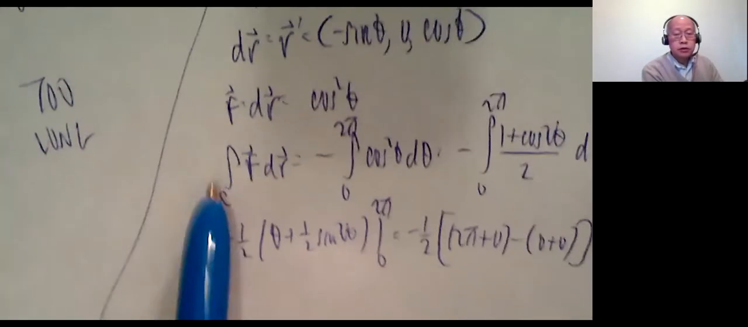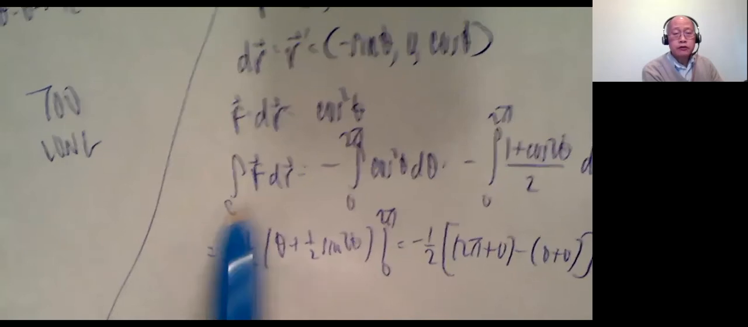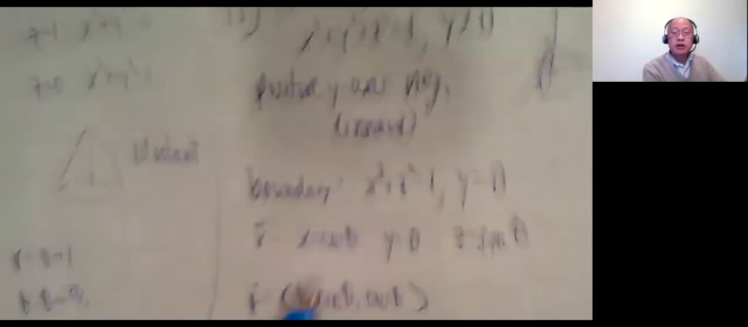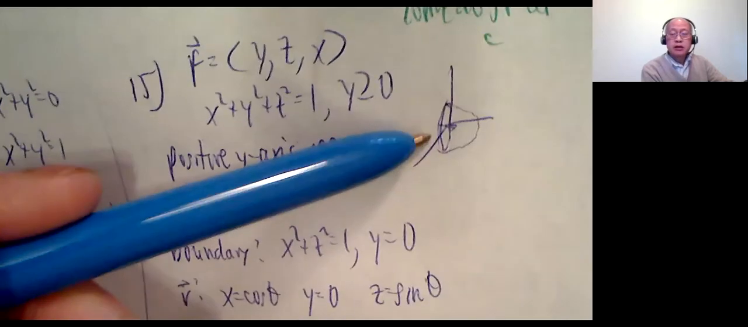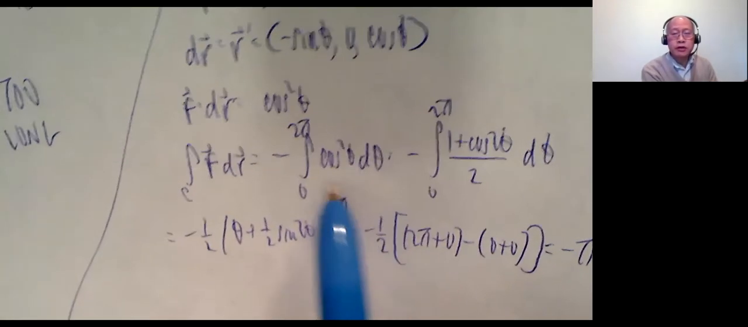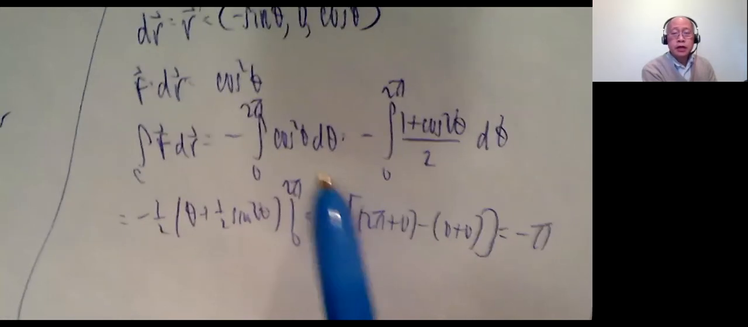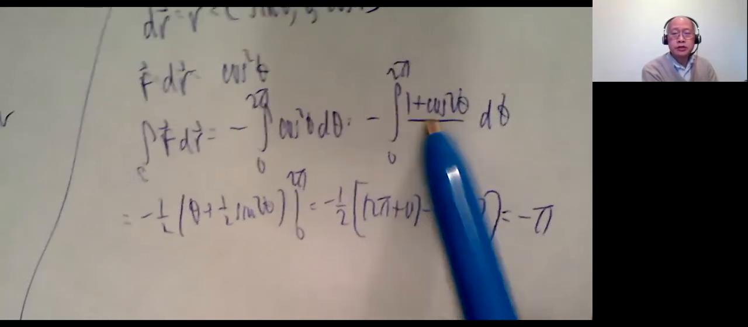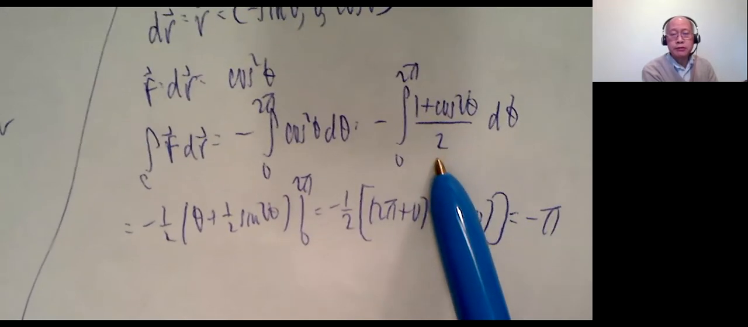All right. So the integral along the curve of F dot dr is again negative because it's inward. Inward is negative. From 0 to 2 pi of cosine squared theta d theta. And remember how to integrate cosine squared from Calc 2? Change it to (1 plus cosine 2 theta) over 2. Remember that?